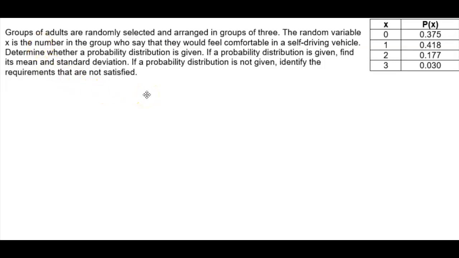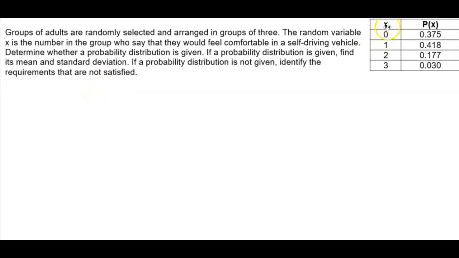Groups of adults are randomly selected and arranged in groups of 3. The random variable x is the number in the group who say that they would feel comfortable in a self-driving vehicle. Determine whether a probability distribution is given. If a probability distribution is given, find its mean and the standard deviation. If a probability distribution is not given, then identify the requirements that are not satisfied.